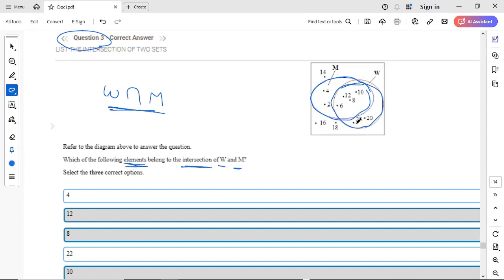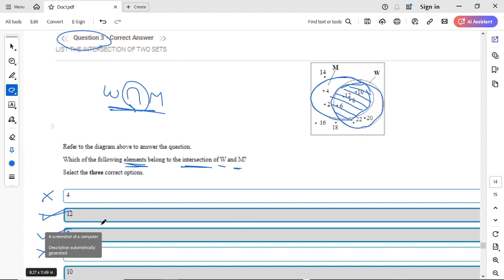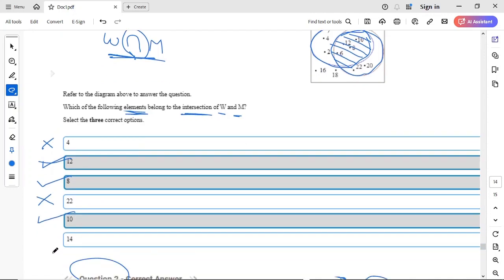So he wants the numbers belonging to the intersection. So the intersection between M and W, this area, right? So that means the numbers inside this area are the elements belonging to the intersection of M and W. So it will be 6, 12, 8, 10. So 4 doesn't belong to the intersection. 12 is the right answer. 8 is the right answer. 22 is not in the intersection. 10 is the right answer, and 14 is not in the intersection.